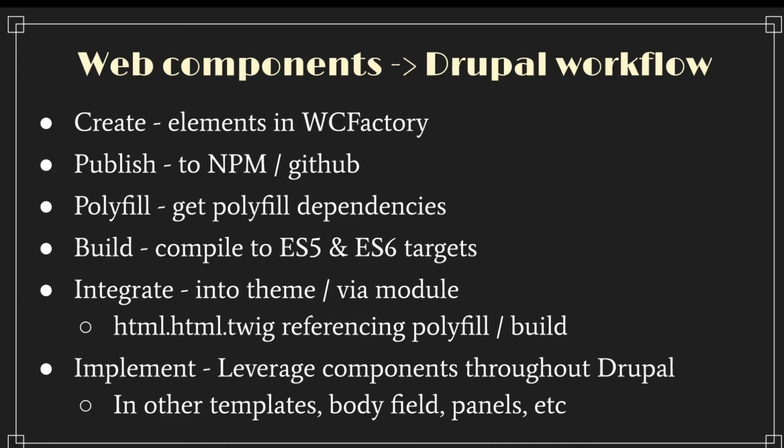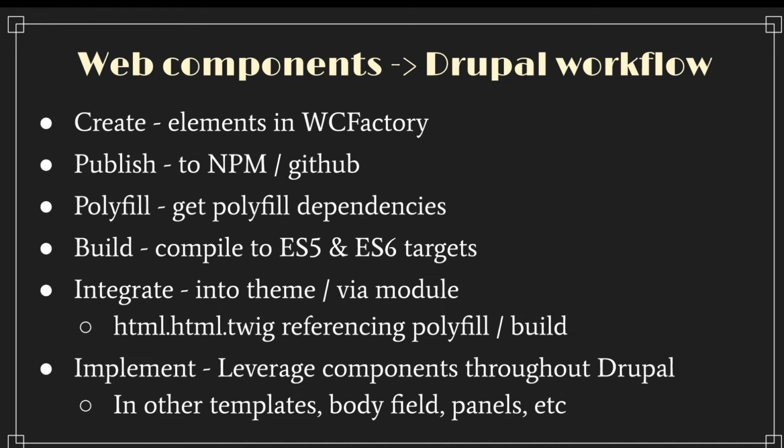And so the web components to Drupal workflow is basically that we create elements in WC Factory in our case, although you could create them in anything really. Then we publish them to NPM or GitHub, right? So we have them in version control, publishing to NPM. We have tagged releases, so we have a point in time to point to. Polyfills get us those older browsers on board, right?